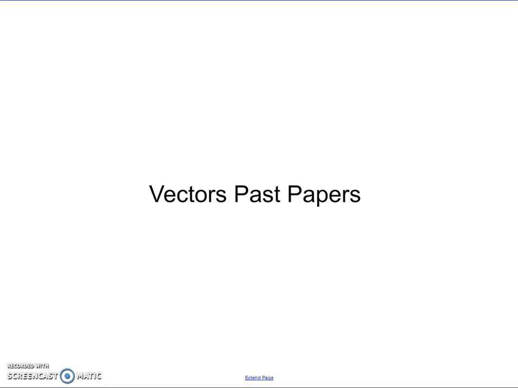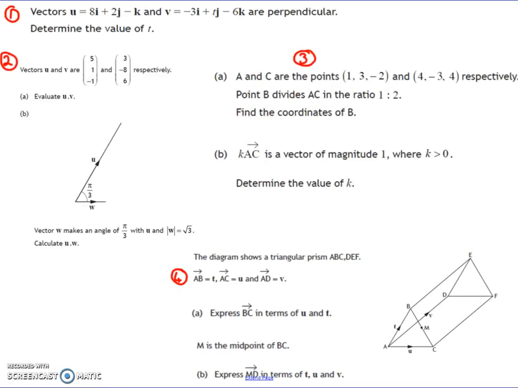Here they are. There's your 4 questions. One's looking at perpendicular vectors, another one's looking at scalar product and angles between vectors. Number 3 is looking at dividing up in ratios, calculating coordinates, and then looking at a vector of certain magnitudes. And the 4th one is looking at pathways. It's presenting to you pathways of vectors and it wants you to calculate journeys.